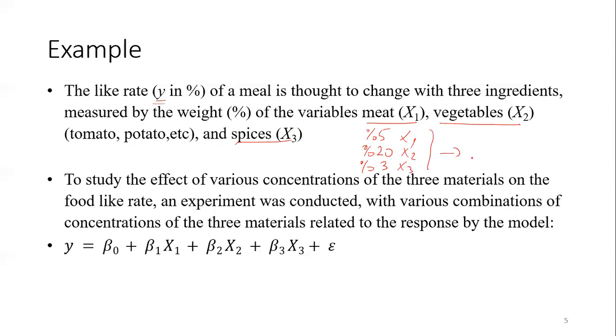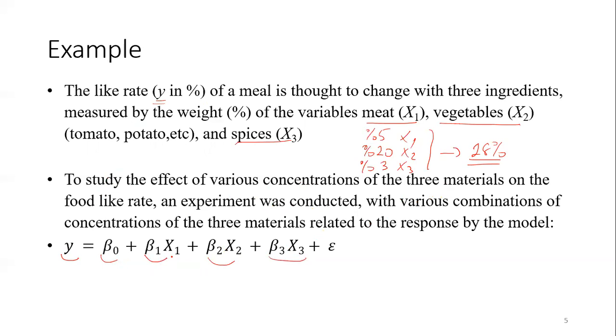So when you have this, then you have the like rate. You ask the people who eat this, and it turns out that you have a like rate. For example, 28% of the people like the meat. So we study the effect of the various concentrations of the three materials on the food like rate. An experiment was conducted with various combinations of concentrations of the three materials related to the response by this model. So you say the like rate of the food is equal to beta 0 plus beta 1x1, beta 2x2, and beta 3x3.